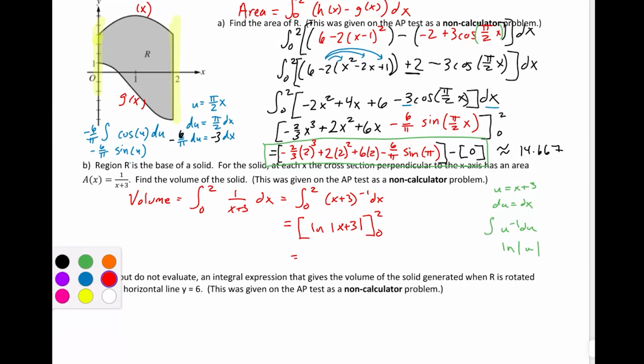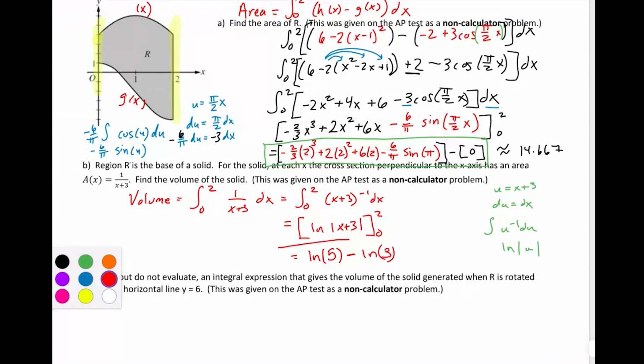So this is going to equal the natural log of, let's see, 2 plus 3 is 5. Absolute value of 5 is just 5. Minus the natural log of 0 plus 3 is 3. The absolute value of 3 is also 3. So we have natural log of 5 minus the natural log of 3.